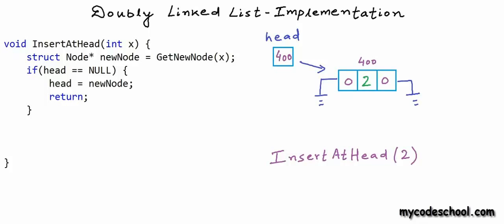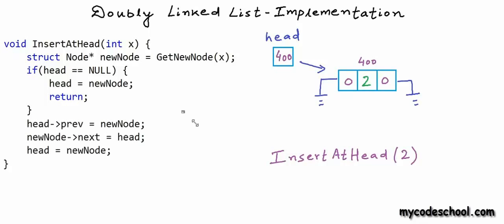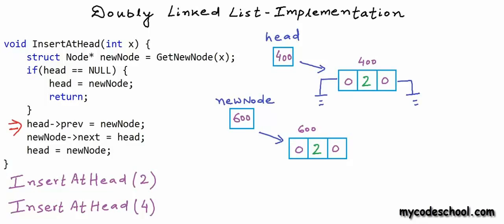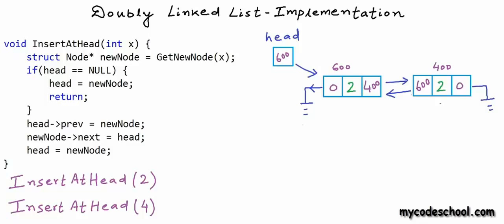To insert a node when the list is not empty, this is what I'll do. Now I'm making a call to insert at head passing it number 4. Once new node is created, I'll first set the previous field of the existing head node as the address of this new node. So I'm building this link. Then I'll set the next field of new node as the address of the current head. And now I can break this link and build this link. So I'll set head as the address of new node. This is how things will look finally.